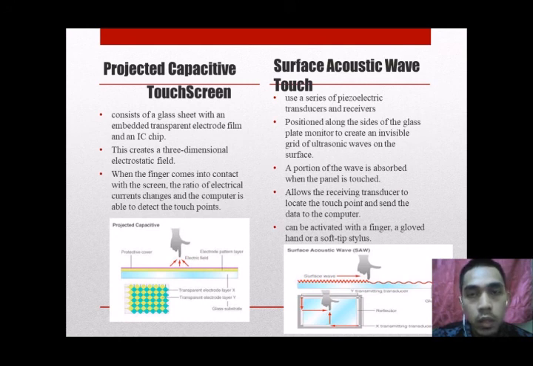The fourth one is the surface acoustic wave touchscreen. It uses a series of piezoelectric transducers and receivers positioned along the sides of the glass plate monitor to create an invisible grid of ultrasonic waves on the surface. The wave is absorbed when the screen is touched, allowing the receiving transducer to locate the touch point and send the data to the computer. It can be activated with a finger, gloved hand, or soft-tip stylus.